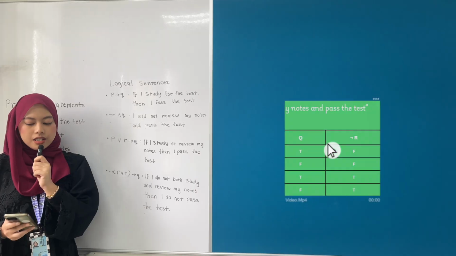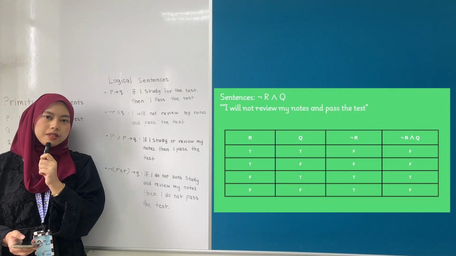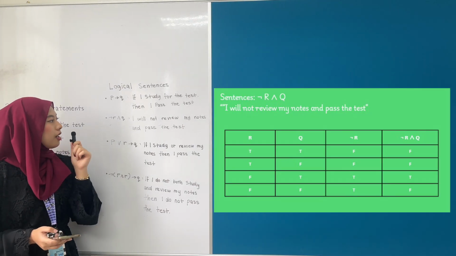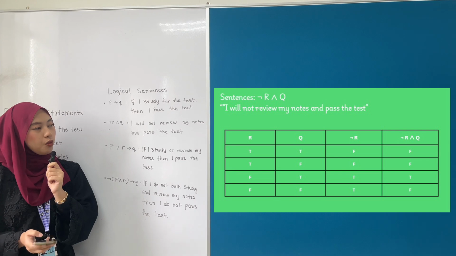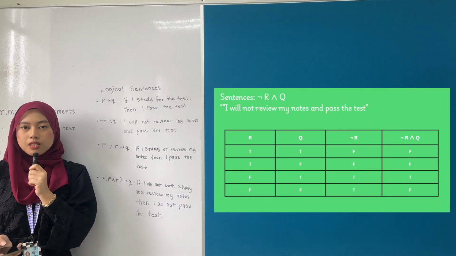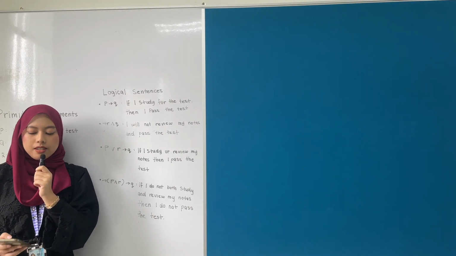The next sentence is not R and Q. This means I do not review my notes and I pass the test. Here, not R represents I do not review my notes, and this symbol here means and. The conjunction is only true when both parts are true. From the truth table, we can see that the statement is true only when I do not review my notes and I still pass the test.